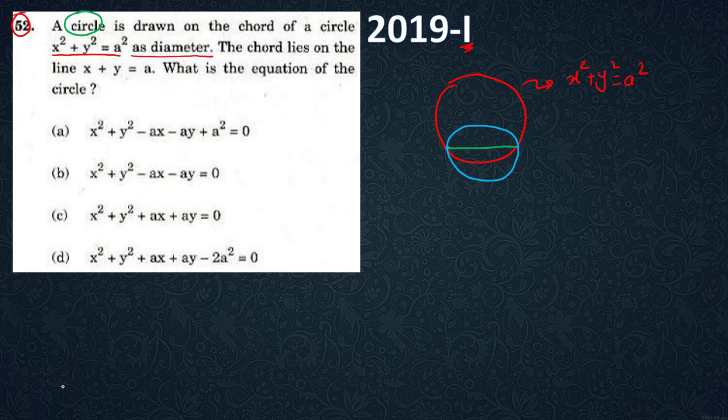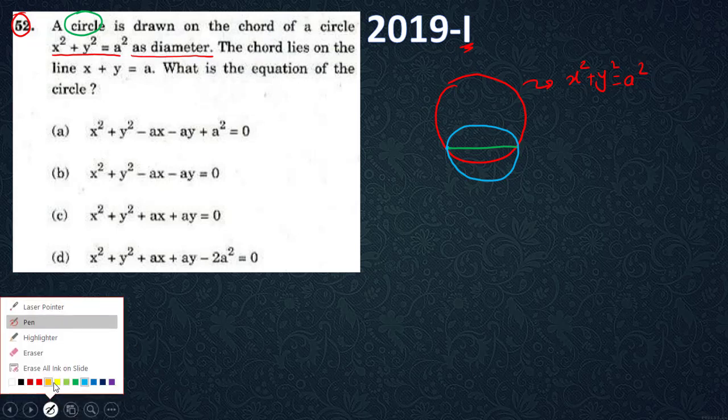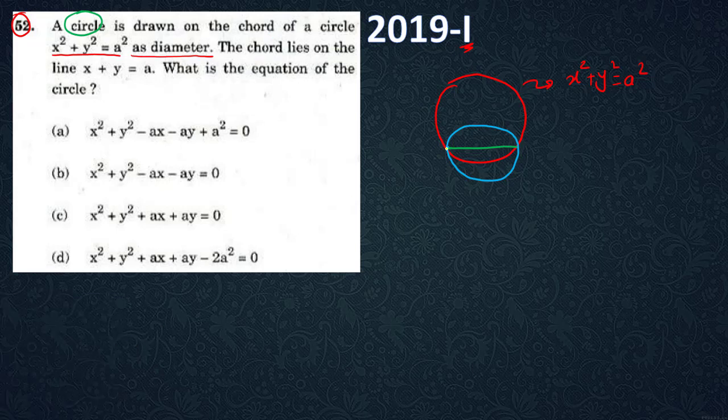Now this chord is lying on the line x plus y is equals to a. Means what? If I extend this chord, what I am getting is nothing but a line which is x plus y is equals to a. Okay, now we have to find out the equation of this blue circle. So how will you do it?